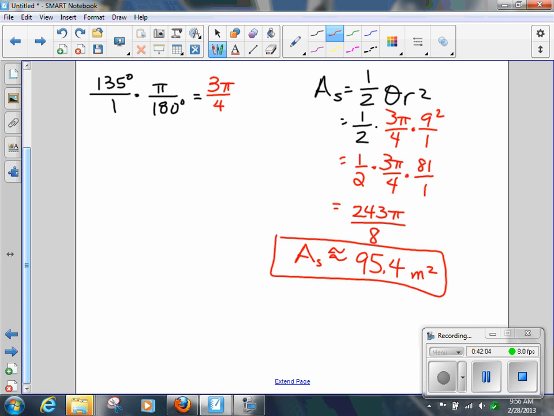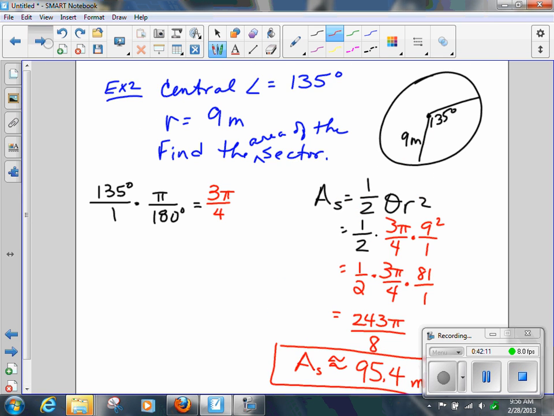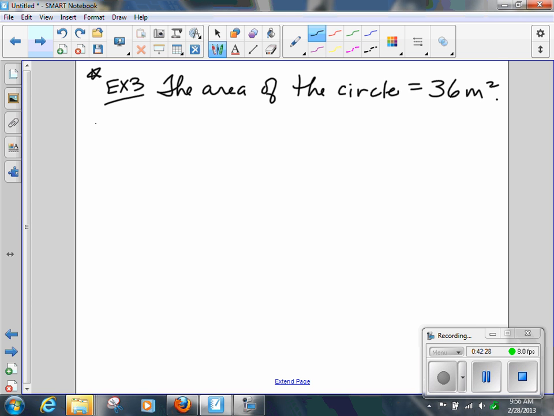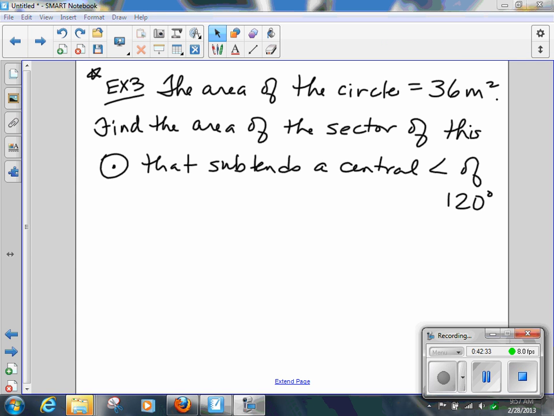No questions? Cool. All right, here we go. Last one. Got a little twist to this one. Star. It says the area of the circle is 36 meters squared. Get that written down real quickly. We're solving for the who? The area of the sector. Find the area of the sector.